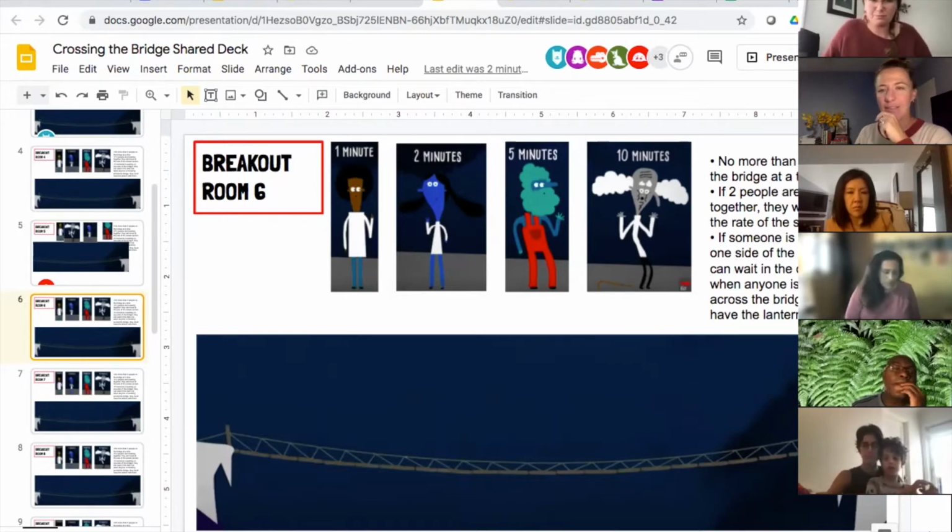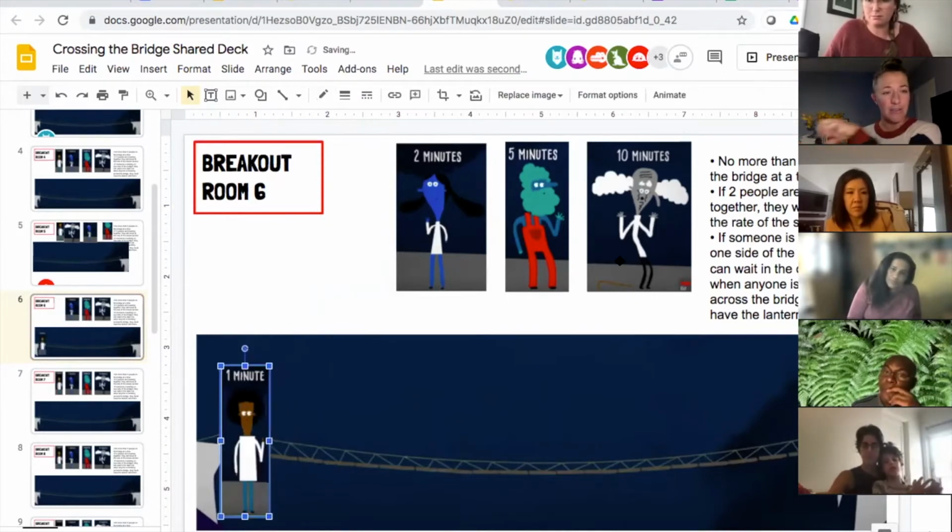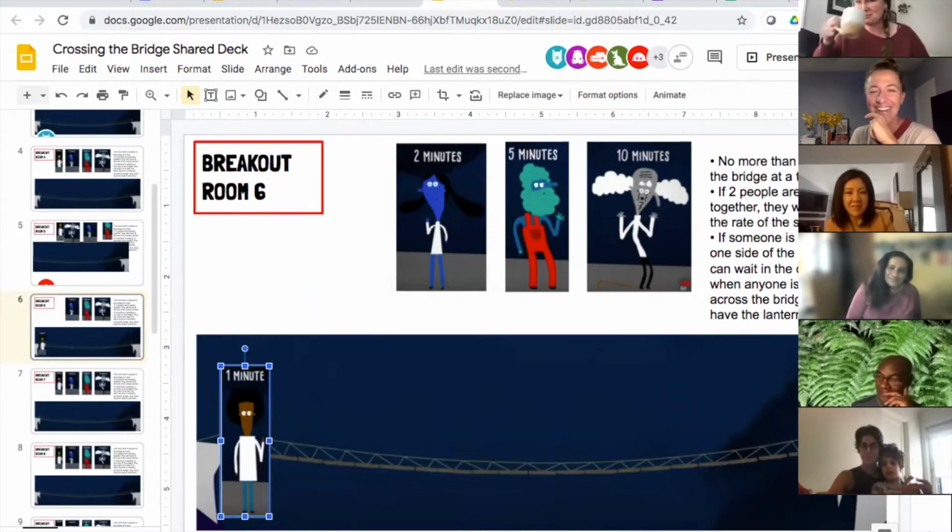Got it. Has anybody been trying to have the, I guess in this case, this is you, the 1 minute person, escort everybody across and then come back and then take another person and then come back? How's that working? No, some head shaking. Okay, it's not working. Okay.